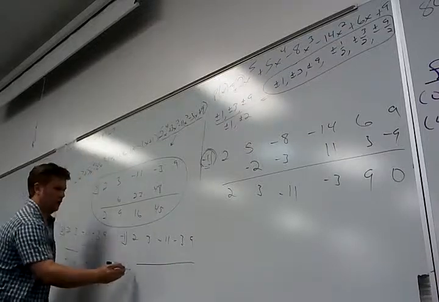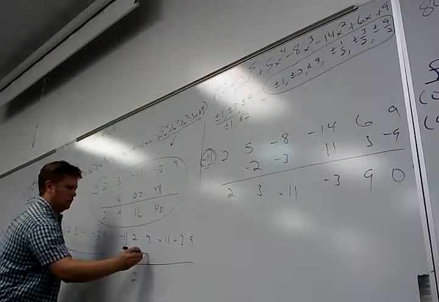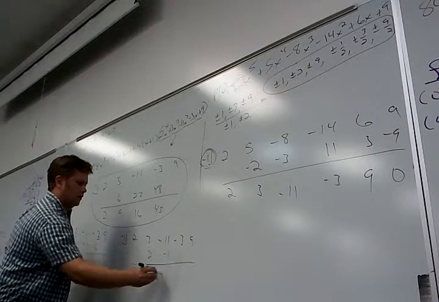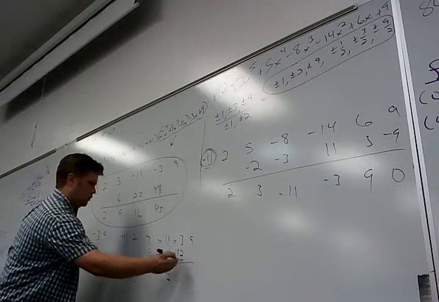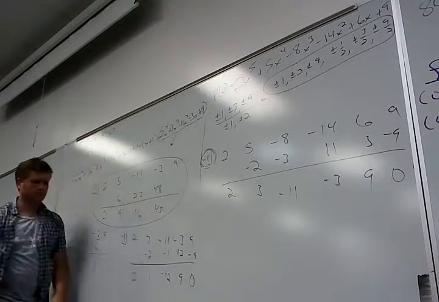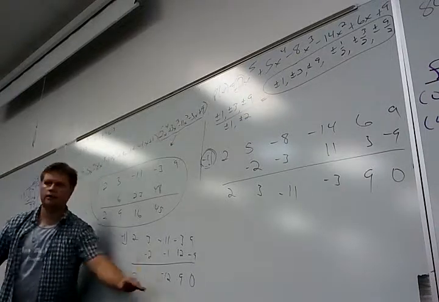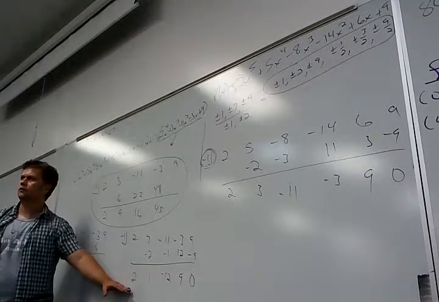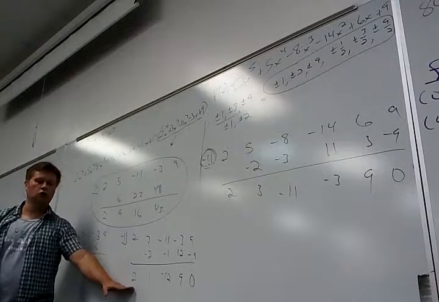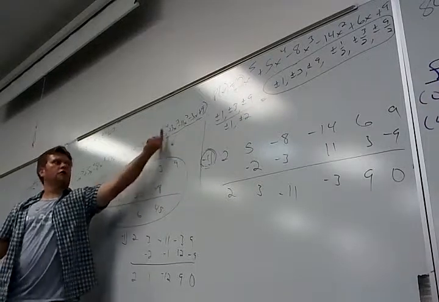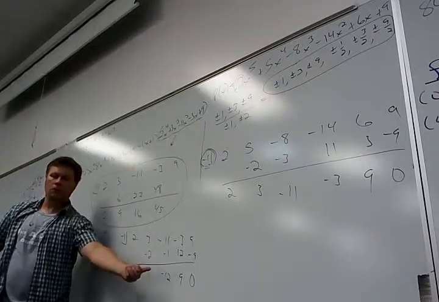I just want to get to a point where we can actually do something with this. 2, -2, 1, -1, -12, 12, 9, -9, yeah, good, 0. So what point am I at now? What power is this? Cubed, right? Because right now I'm at a 4th power. This would be a cube.